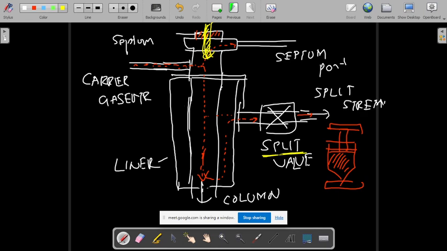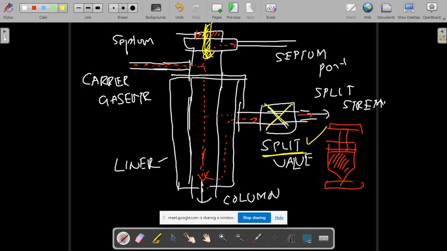Split means it is divided into two. If this valve is open, the liquid will go here and also through this way. So it is called splitting the liquid, a split injection. If you keep this closed, no liquid will go out through this way. Then everything will go via the column itself. That's called a splitless injection. So you have a split injection as well as a splitless injection of the sample, two ways of doing the thing.